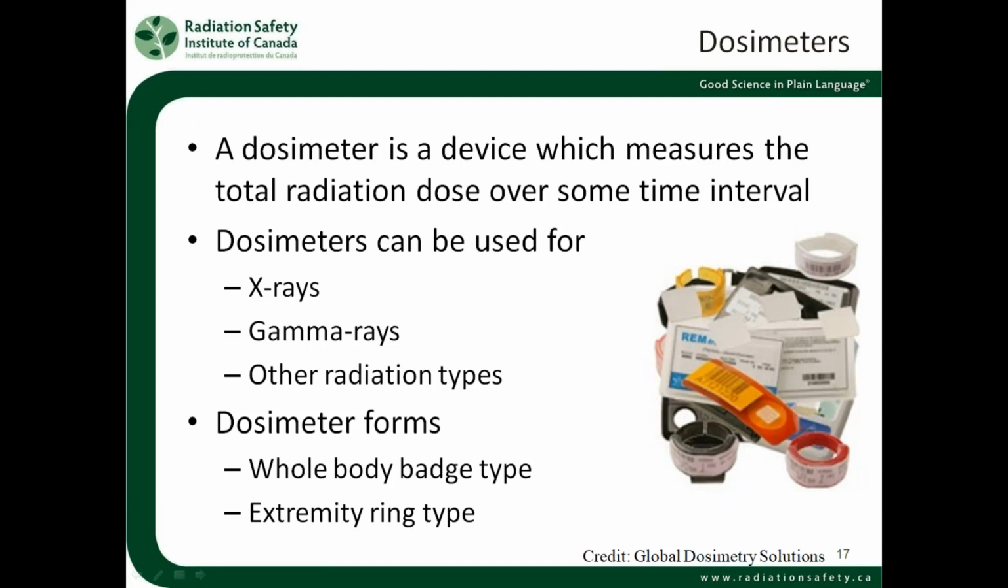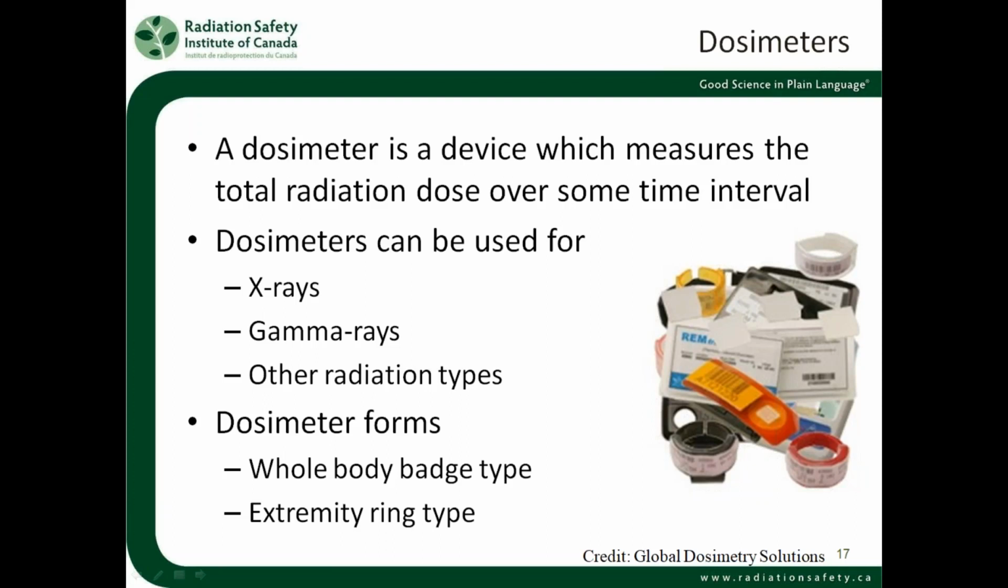Dosimeters come in a couple of different forms. The most common one that we would use in the industry would be a whole body badge type. This is something that we would wear on our body, perhaps on our chest pocket or a lanyard, that's going to measure the dose to the whole body from the X-rays that we're working with. There's also the potential to have an extremity type dosimeter, which often is in the form of a ring. This is something that we would wear on our ring finger to measure the dose to our extremities, particularly our hands, if we were working up close and personal with the equipment.